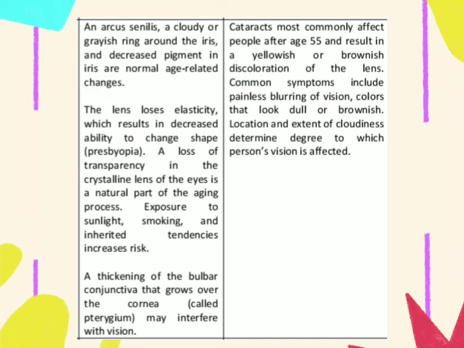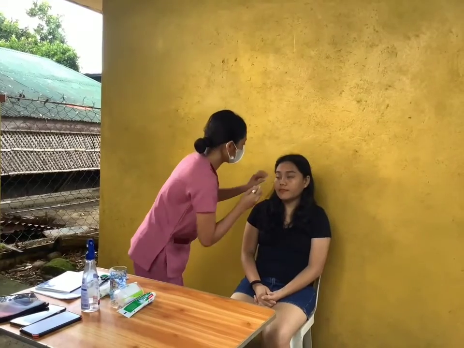On the right side are the normal findings and on the left side are the abnormal findings. Inspect the pupils. With a penlight or similar device, test pupillary reaction to light.